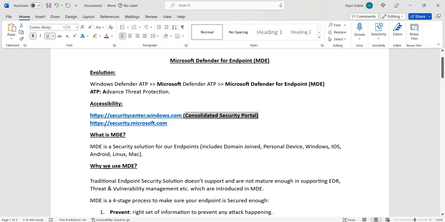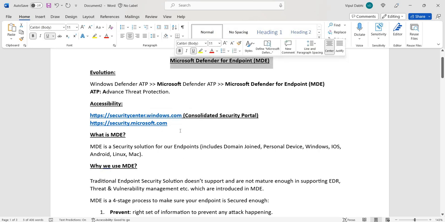Then, if you want to access it, we have a consolidated security portal, securitycenter.windows.com, and then we have security.microsoft.com as well. So these are the two portals with which you can access the interface for Microsoft Defender for Endpoint. We will check that in upcoming sessions. So first we need to understand what Microsoft Defender for Endpoint is. I'll be using this abbreviation, MDE, throughout, so just don't get confused with it.